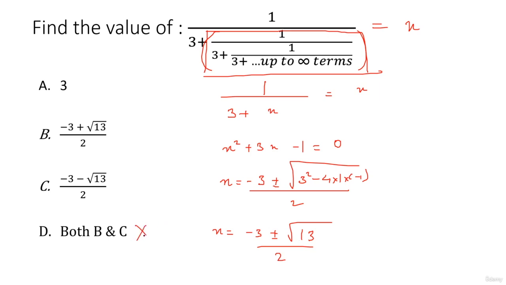No, it is not D. Now many people hurry here and mark option D, but understand x here is a fraction, right? 1 upon 3 plus 1 upon 3 plus something. However small it is, it will ultimately be positive, right? There is no negative value here. So you cannot write this as minus, and hence we eliminate the minus sign. There is only one possible answer, minus 3 plus root 13 upon 2.